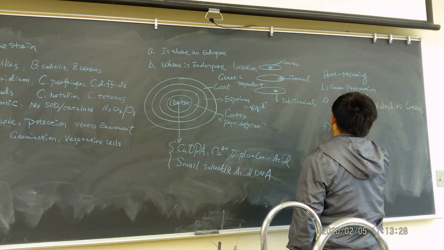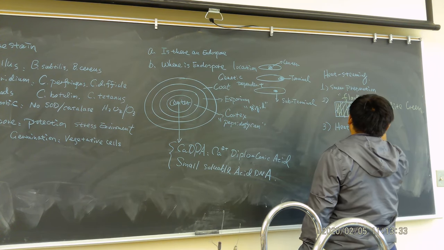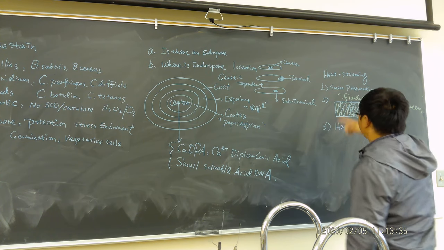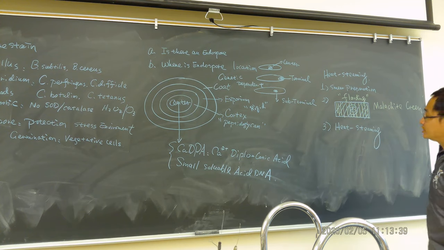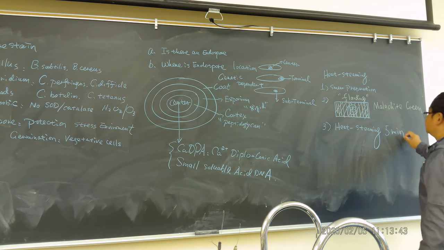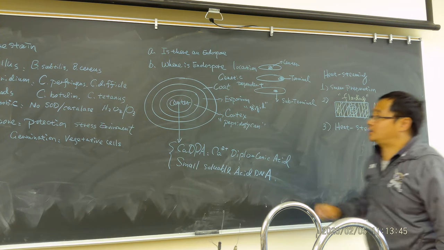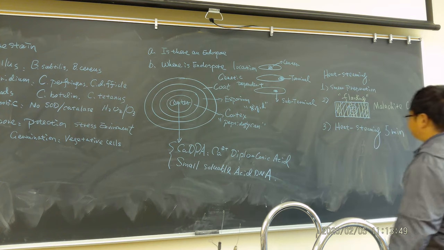we call it heat steaming. Heat steaming means you're going to use heat to heat the malachite green dye. This usually needs to take 5 minutes. Because of this heat steaming, the malachite green can go inside to stain the endospore.